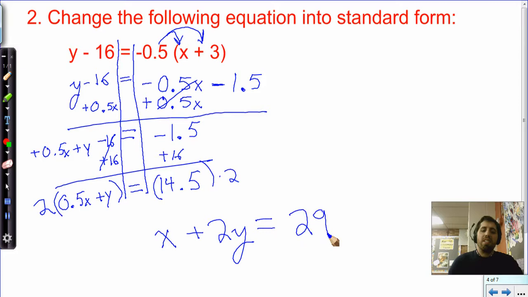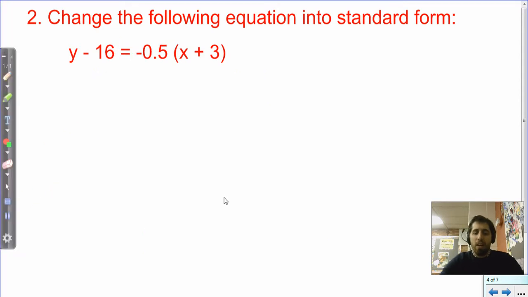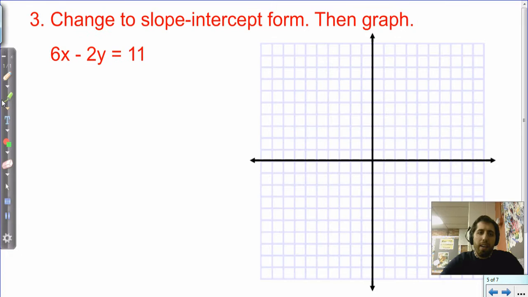So here would be standard form for this one. x plus 2y equals 29. We have whole number coefficients. In this case, it'd actually be 1x. We have these variables on the same side, and x is positive. So we're looking good. So let's do one more practice problem before I set you loose.